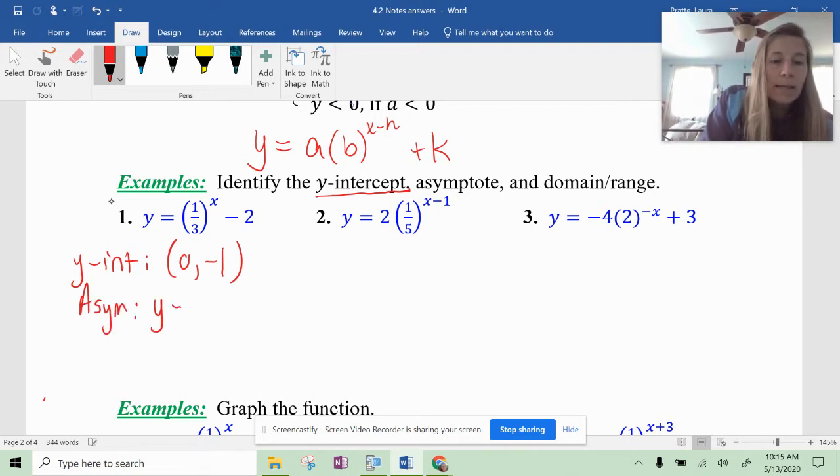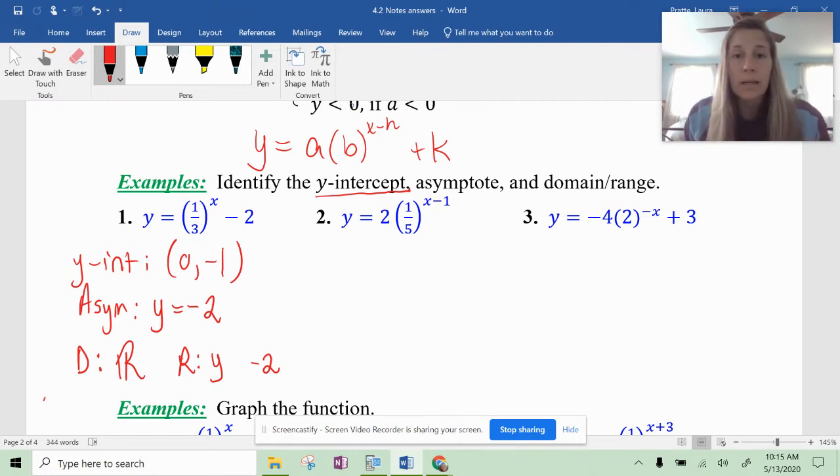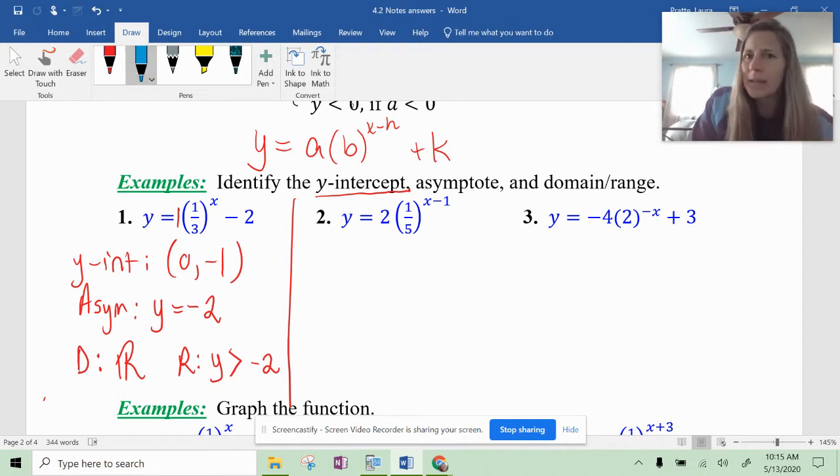Now, the asymptote is always y equals that k value, and this k value is -2, so it'll be y equals -2. Your domain will always be all real numbers, so I'm going to do that little fancy R. And then my range is the same thing as the asymptote, but with an inequality sign, and your inequality sign is just going to be a greater than if your a is positive, and y is less than if your a is negative. This a is a +1, so y is greater than -2. So same thing as yesterday. None of that's any different.